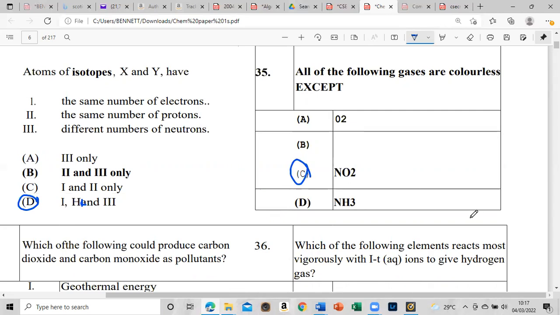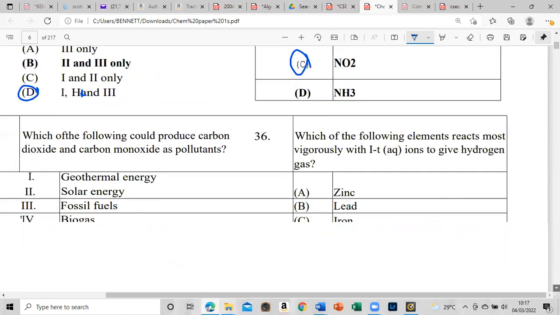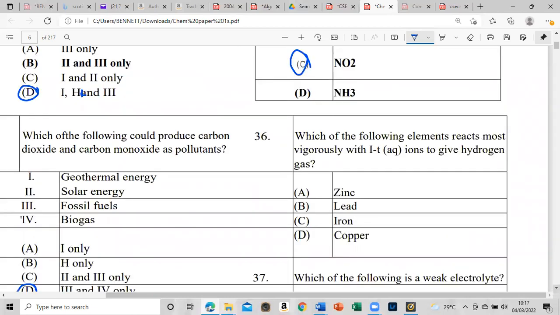All right, so let's move on to 36. Which of the following elements reacts most vigorously with dilute aqueous ions to give hydrogen gas? Is it zinc, lead, iron, or copper? And that would be zinc.